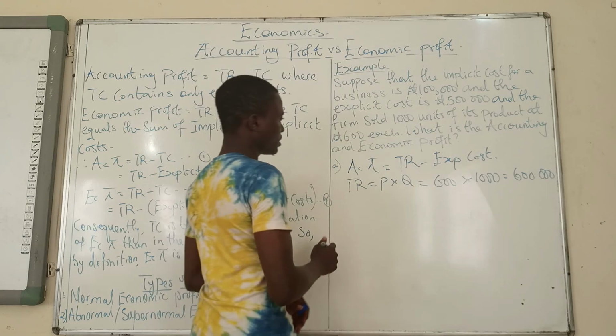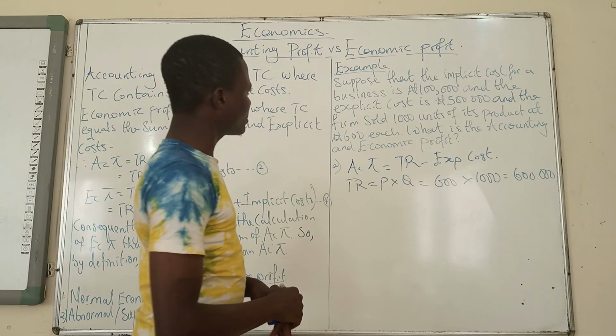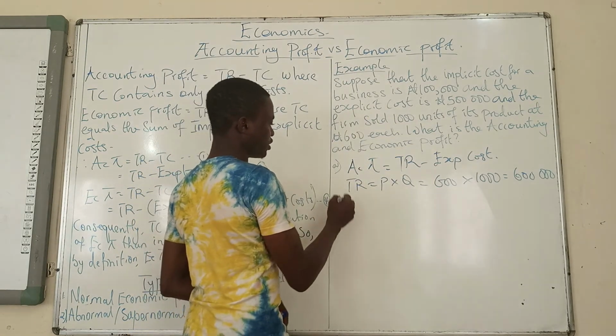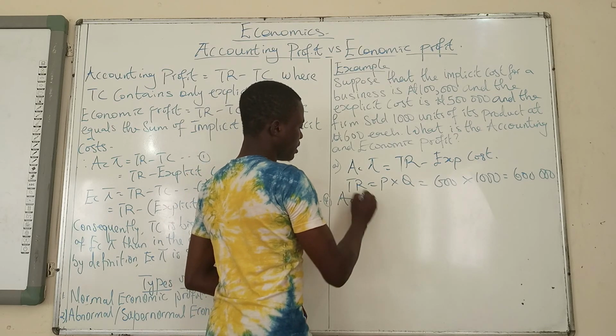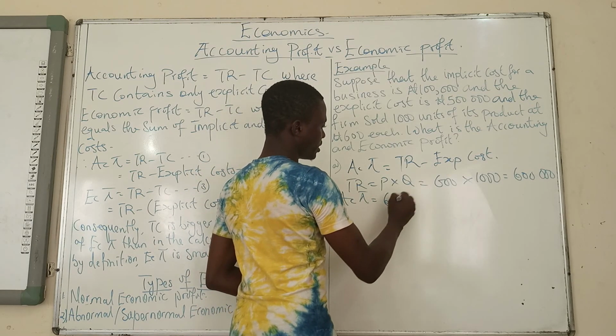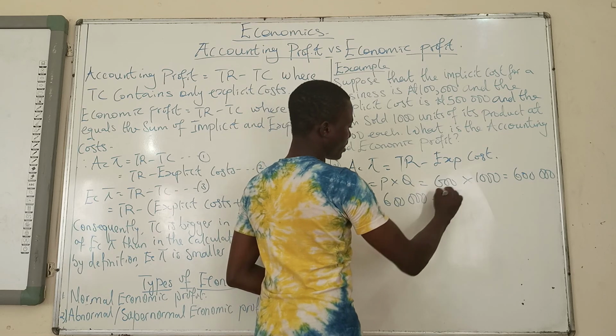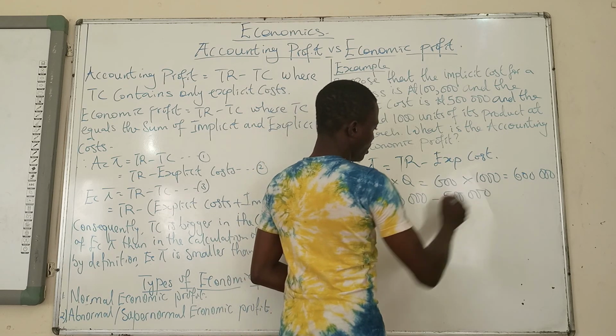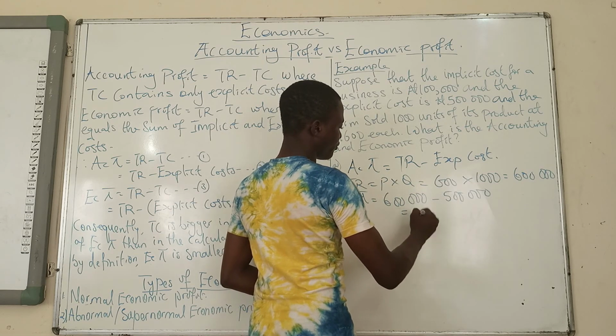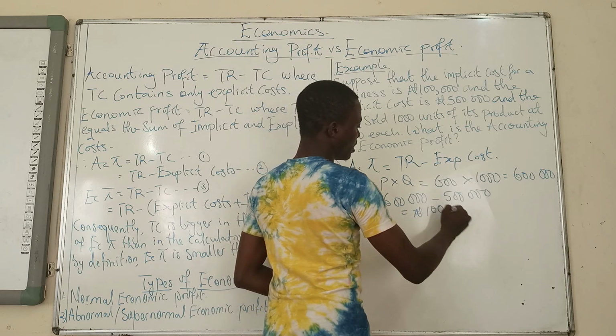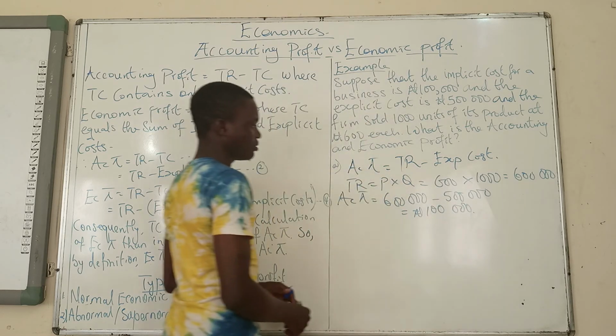Now the total revenue is 600,000 naira. The explicit cost is 500,000 from the question. So accounting profit is then 600,000 naira minus 500,000 naira, and at the end of the day we have 100,000 naira. So this firm is making 100,000 naira accounting profit.